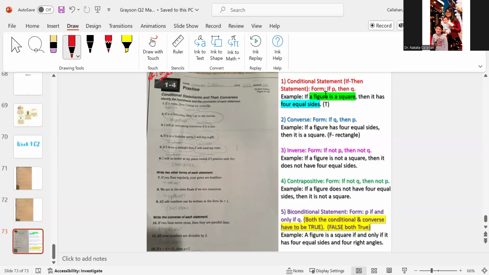Do you see how the inverse is exactly the same as the conditional statement? The only difference is there's a not implemented in there. And the contrapositive is the same thing as the converse, just that it has a not, right?